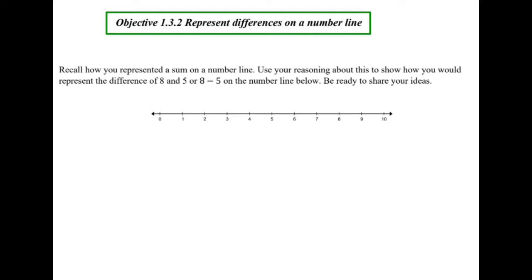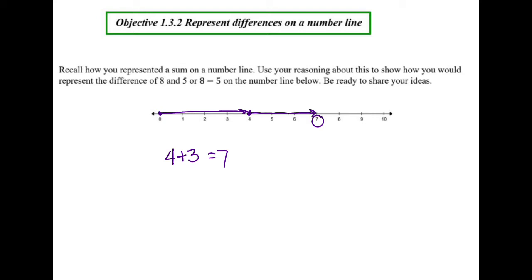Just a reminder from what we did before, I'm going to do a completely different problem. 4 plus 3 on a number line. Our first number started at 0, and it went to 4. The second number started where it ended, and it goes 1, 2, 3 more. So you ended up at 7, and that was your answer.